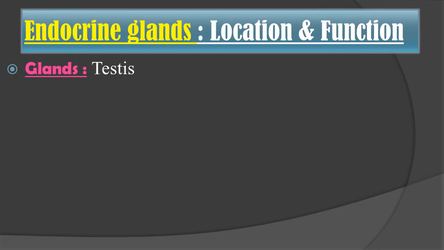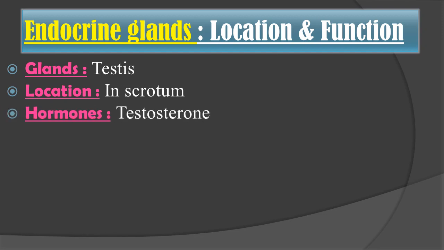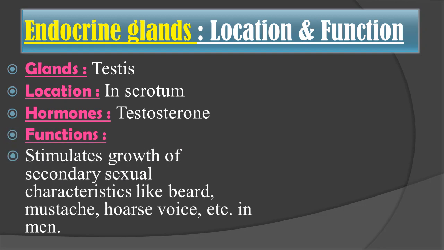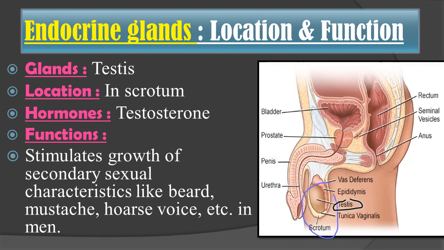All right. Now the next gland is the testis. The location of the testis is in the scrotum. That means it is present inside the scrotum. The hormone secreted by the testis is testosterone. The function of this hormone is to stimulate growth of secondary sexual characteristics like beard, mustache, voice, etc. in man. So here you can observe the testis, which is inside the scrotum.